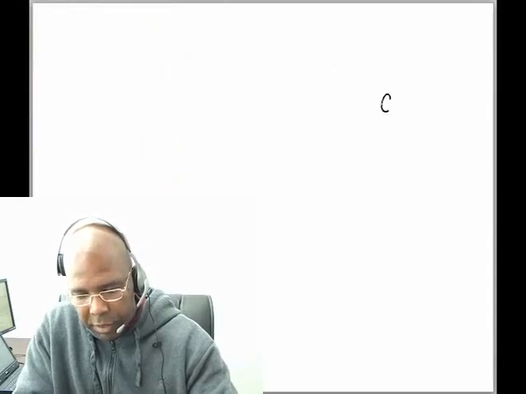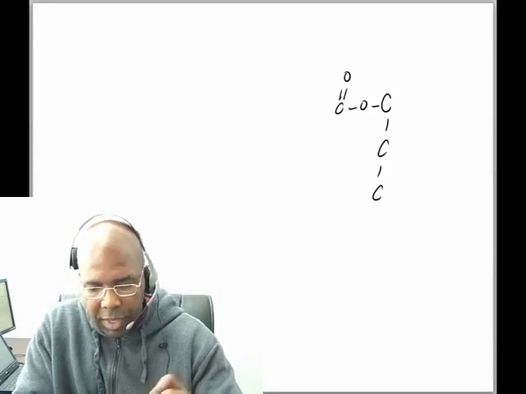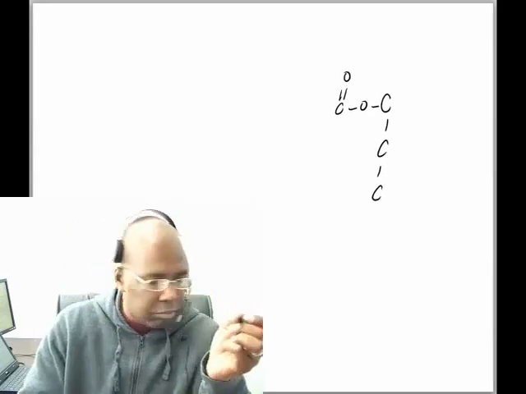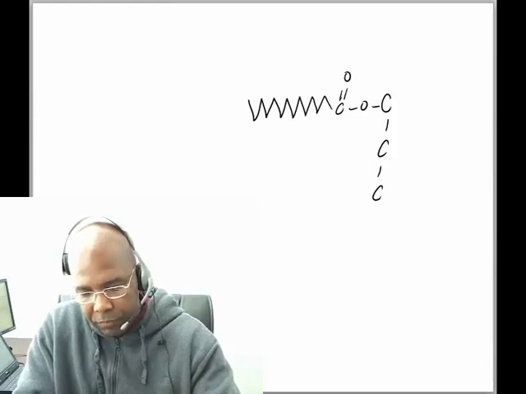Okay, this is going to be our glycerol, C. Our ester linkage here. And let's make the first one myristic acid. So that's 14. That's 1, 2, 3, 4, 5, 6, 7, 8, 9, 10, 11, 12, 13, 14. Okay, our second one.